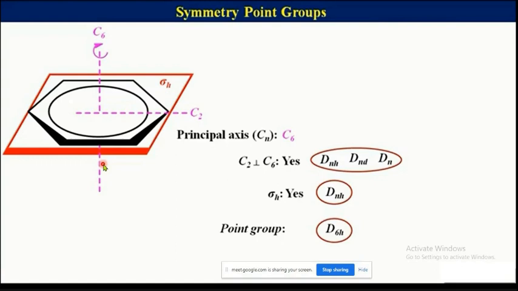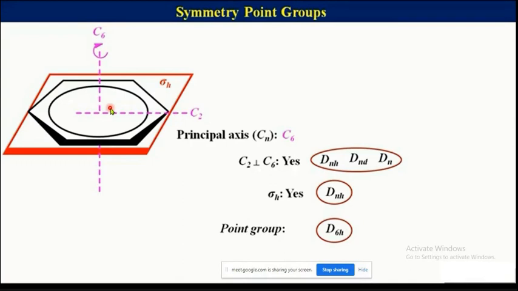Here the principal axis is C6. So what we need to see, we have to find out whether the C2 and C6 orientation is 90 degrees or not. Now you see the cross section point, exactly 90. C2 and C6 exactly 90. So what are the point groups that can be present in this molecule? Either it can be CNH, or CNV, or CN, or SN. These are the 4 probabilities.